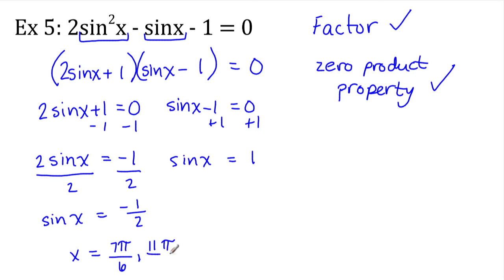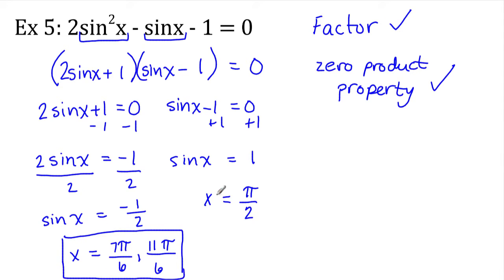And then, for which angles will sine of x be equal to 1? Well, this occurs in only one place from 0 to 2 pi, and that's at pi over 2, or 90 degrees. So my three solutions for this equation on the interval from 0 to 2 pi would just be pi over 2, 7 pi over 6, and 11 pi over 6.